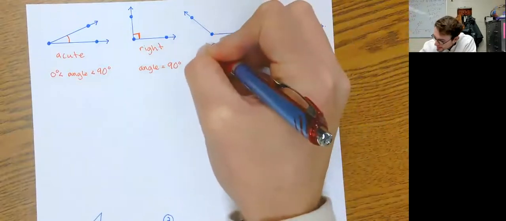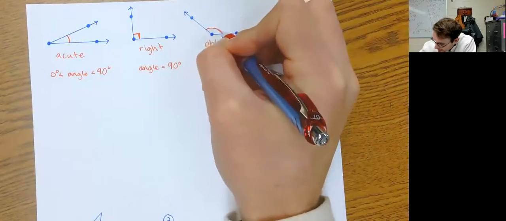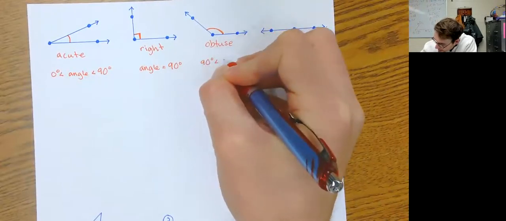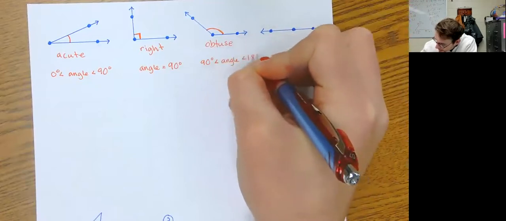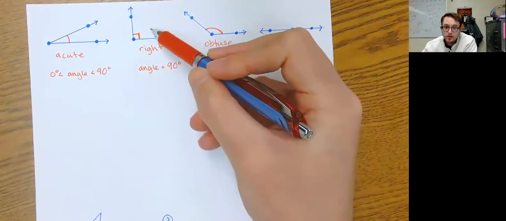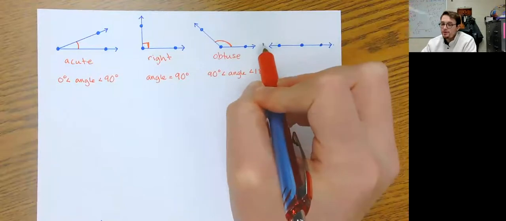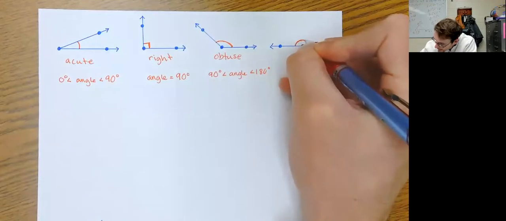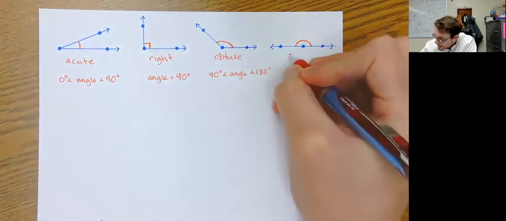Obtuse, so the next one is obtuse. An obtuse angle is when the angle is between 90 degrees and 180 degrees. So it's bigger than a right angle, but it's smaller than 180 degrees. 180 degrees is a perfect line. And a 180 degree angle is a straight angle because it's straight, it's a line. So this is called a straight angle.